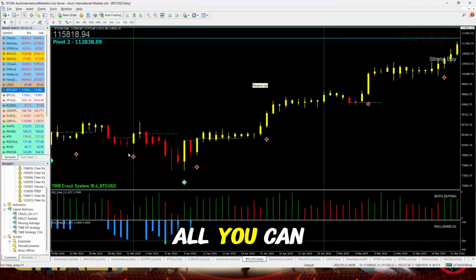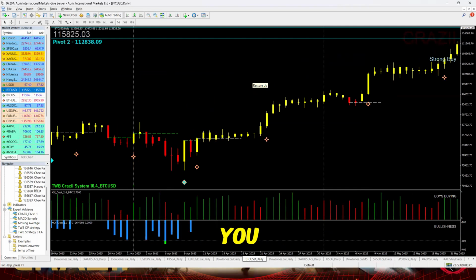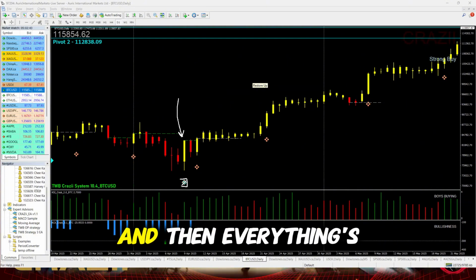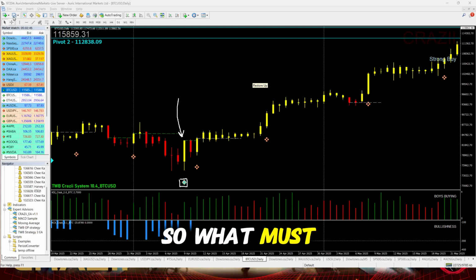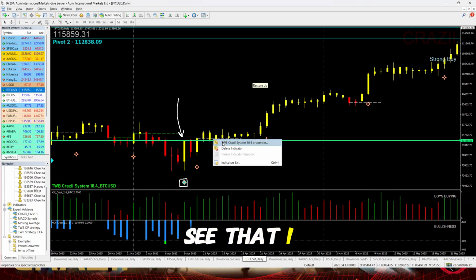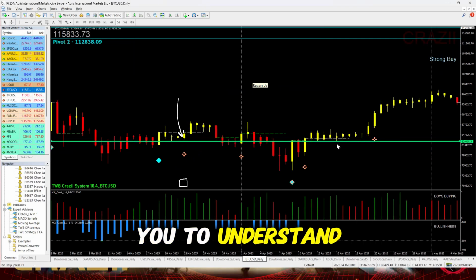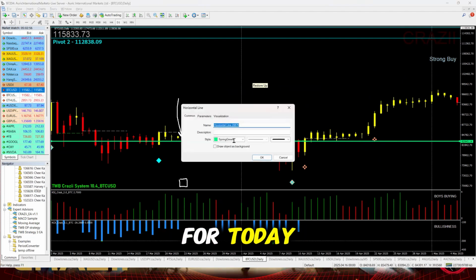First of all, you can see here there is a stack diamond. I'm going to do it very slowly for all of you. So this is the stack diamond, and then everything's okay. So what must you do? You must put a line at the closing price of it, right? So you can see that I put a line at the closing. I'm going to do it very, very slowly for all of you to understand this topic for today.